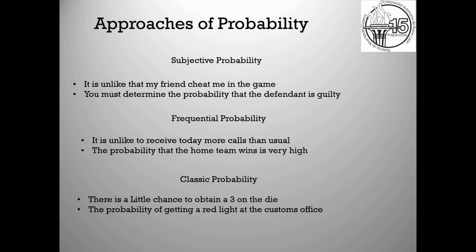Classical probability. It is defined as the ratio of the favorable results of the event and the total results that make up the sample space. For example, there is a small chance to obtain a 3 on the die, or the probability of getting a red light at the customs office. In this case, we know all the possible results that we can have. That's why we can calculate the probability. In this stage, we will focus on this type of probability, classical probability.